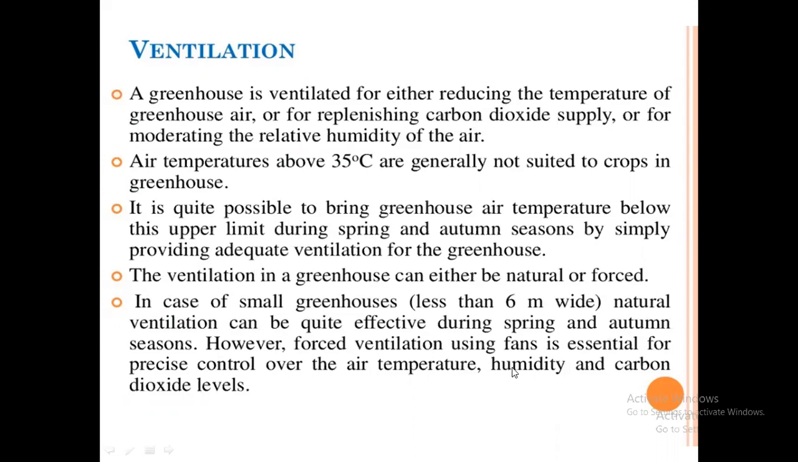Humidity means the presence of water vapors in the atmosphere. And relative humidity means it is compared with the saturated condition, that is, the absolute humidity with respect to the saturated humidity is called the relative humidity.